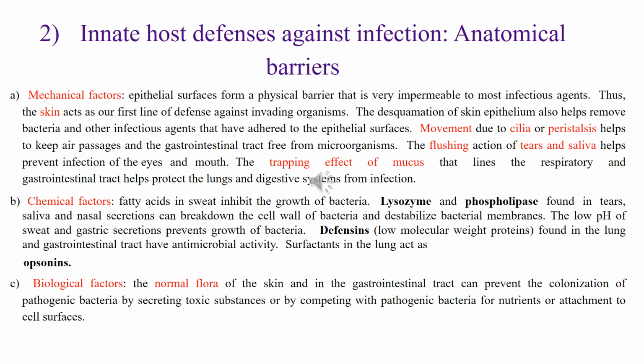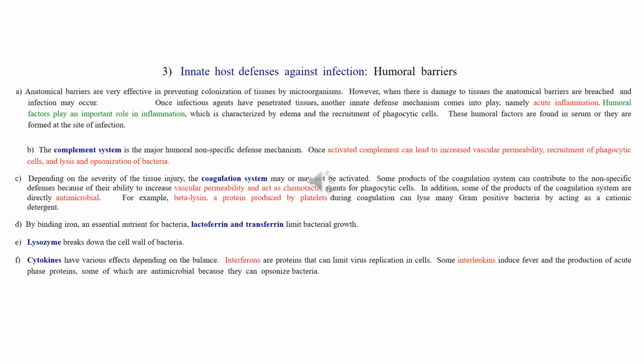The third one is the biological factor. The normal flora of the skin and gastrointestinal tract can prevent the colonization of pathogenic bacteria by secreting toxic substances or by competing with pathogenic bacteria for nutrients or attachment to the cell surface. The other part of the innate system is the humoral barrier.